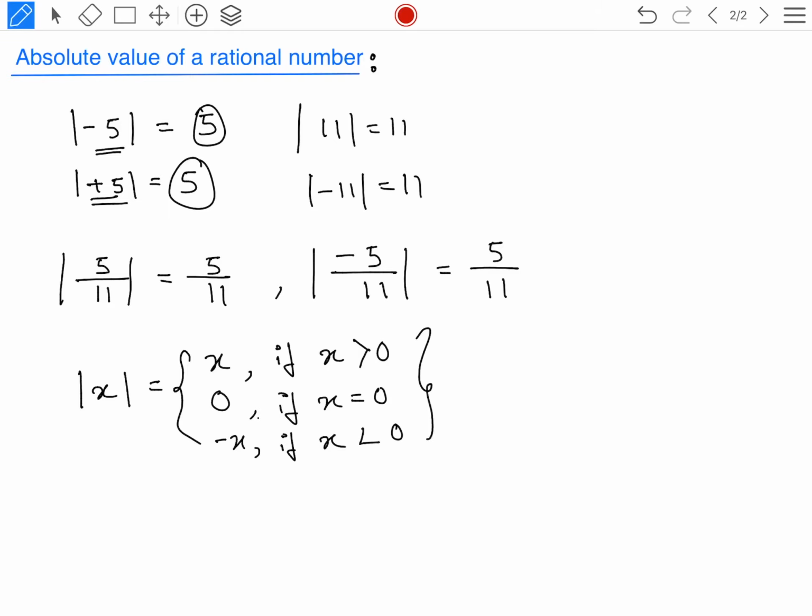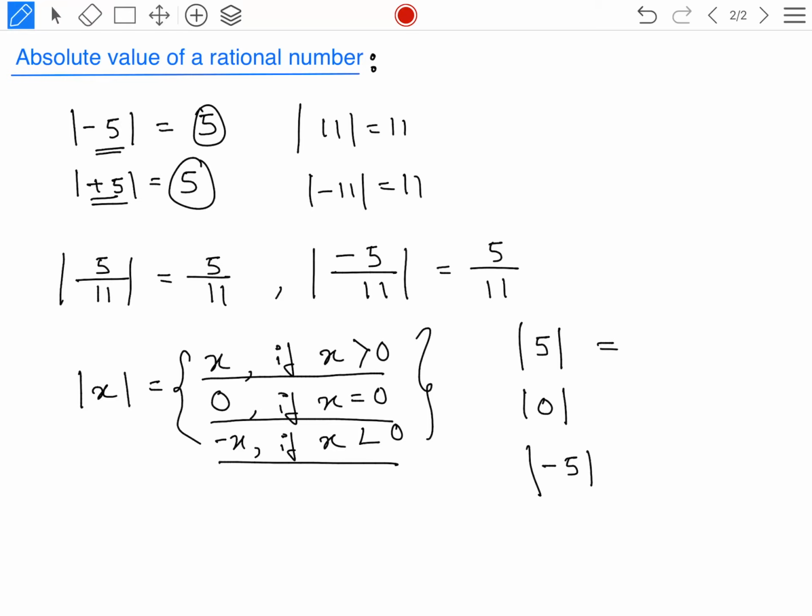So what does this thing I have written mean? Suppose a number is given, 5. Okay, see, positive 5, first one, x is greater than 0, so it is written like this. Second one, 0 means 0. Okay, third one, minus x, if it is given in minus, then same. That means you will write the numerical value. Absolute value of 5 is 5, absolute value of 0 is 0, absolute value of minus 5 is 5. Understood? So this is the concept of absolute value.